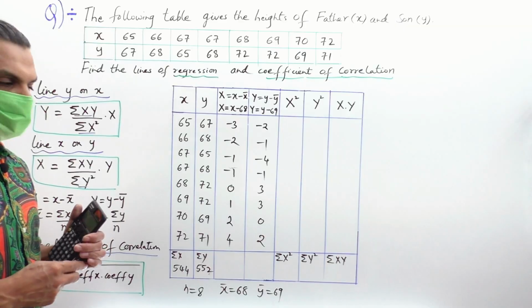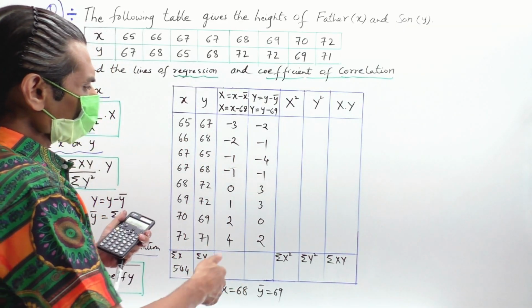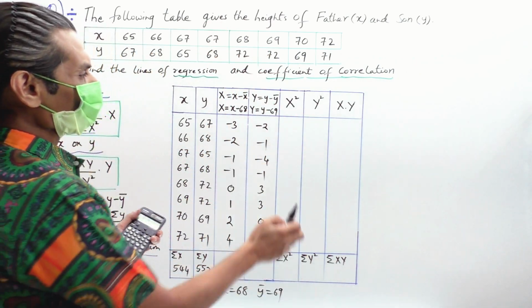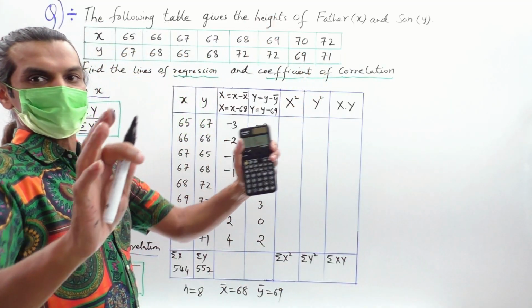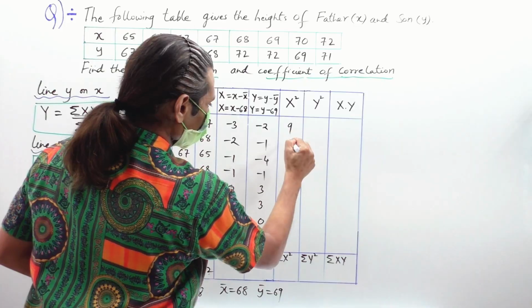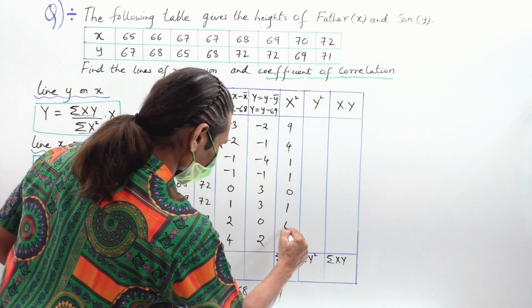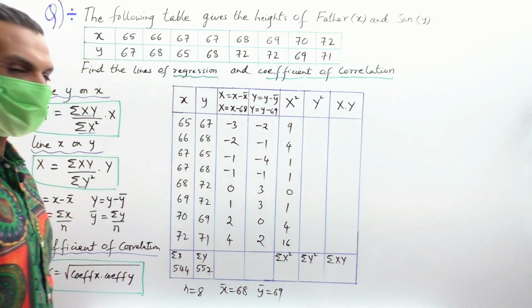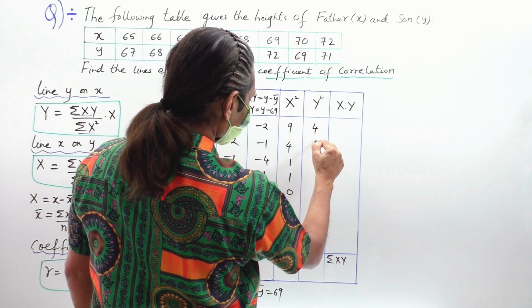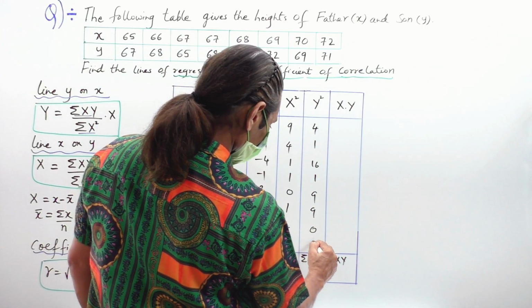Okay, now again you have these values here. So what you can do is find the values here. Simply, first you need X square, Y square, XY. So first I need X square here. See, capital X is minus 3, so minus 3 square is 9, 4, 1, 1, 0, 1 square is 1, 2 square is 4, 4 square is 16. Simple. Capital Y is all these values, so square it. So minus 2 square is 4, 1, 16, 1, 9, 9, 0 and 4.